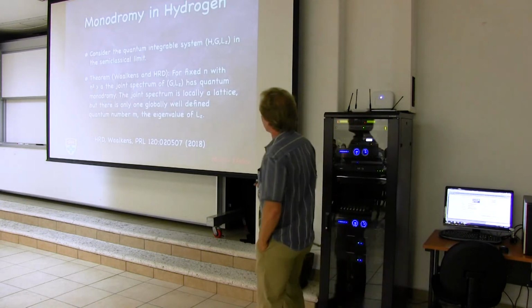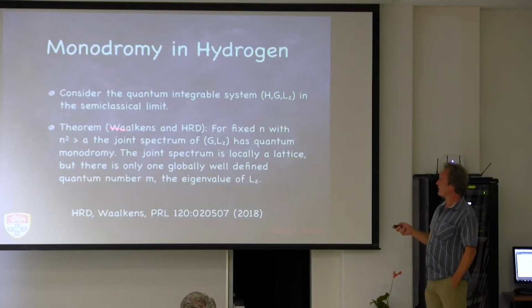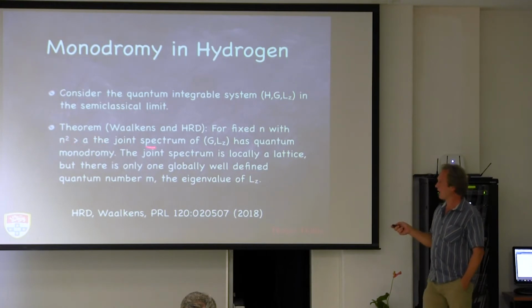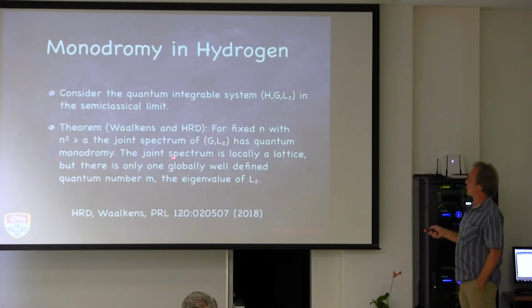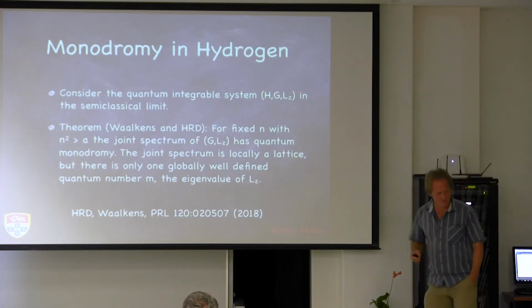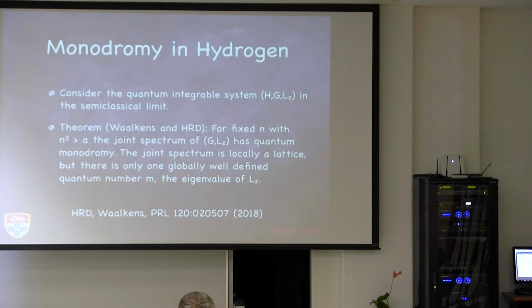Okay, so then I can now formulate the main result that says that for fixed n, when n squared is larger than a, this parameter a, the joint spectrum of G and LZ has quantum monodromy. Okay, so now I'm talking about the quantum system. So let me show you what I mean by that.